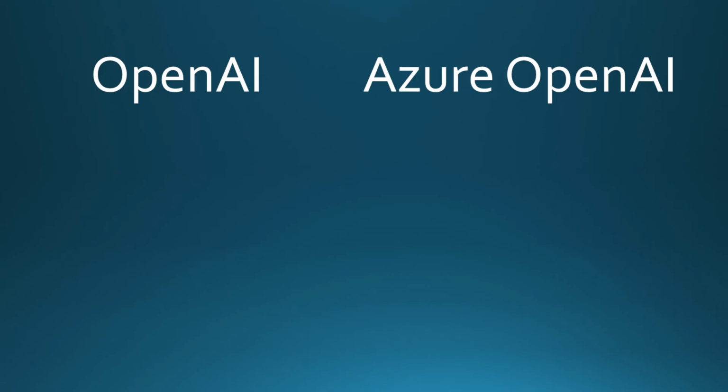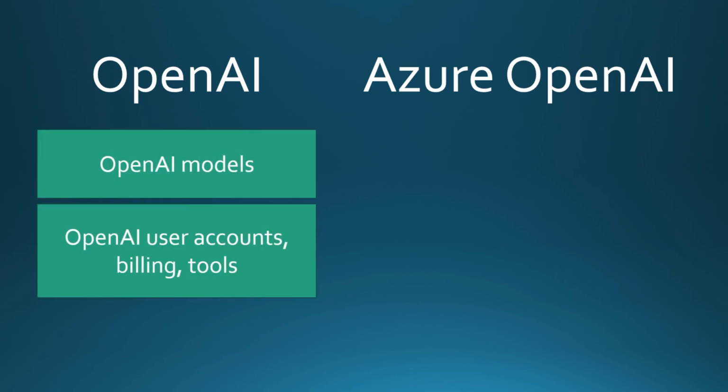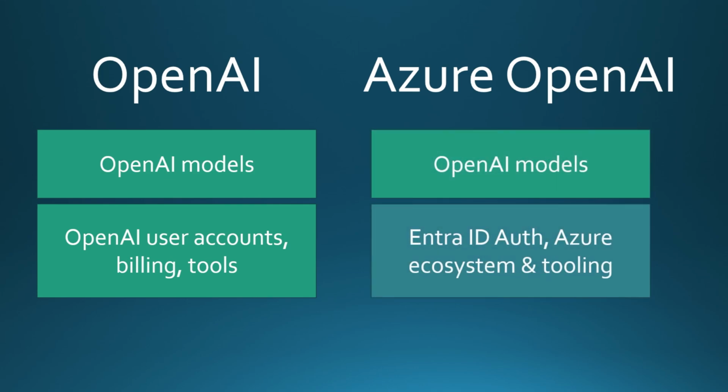A couple real quick slides just for essential context. There are two main ways to access the powerful OpenAI models like GPT-4 and DALL-E. One is to go directly through the OpenAI company itself using their APIs and user accounts and so on. The other option is to use Azure OpenAI through Microsoft's special partnership with the OpenAI company. The Azure route offers additional features such as the use of Microsoft Entra ID for authentication and authorization, resource management through the Azure ecosystem, and other Azure-related benefits.